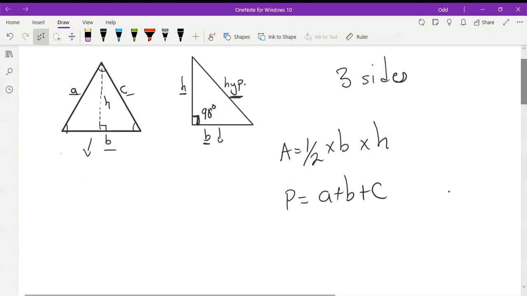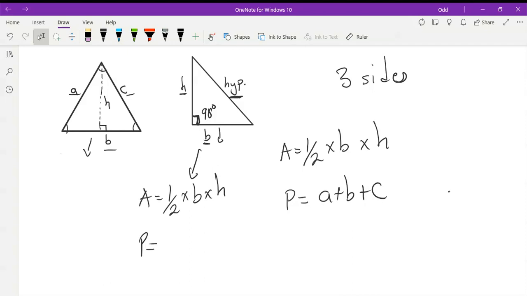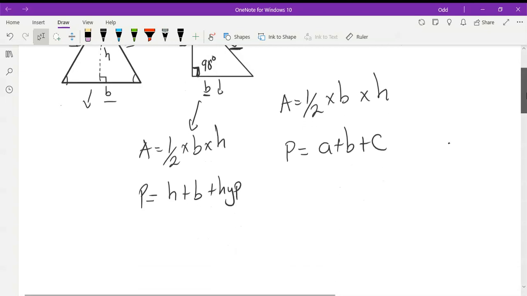So again, for a right angle triangle, the area will still be half times base times height. And for the perimeter, we just add all the sides. So we have the height plus the base plus the hypotenuse. You're just adding everything. That's just how it is. And then let's try some questions.